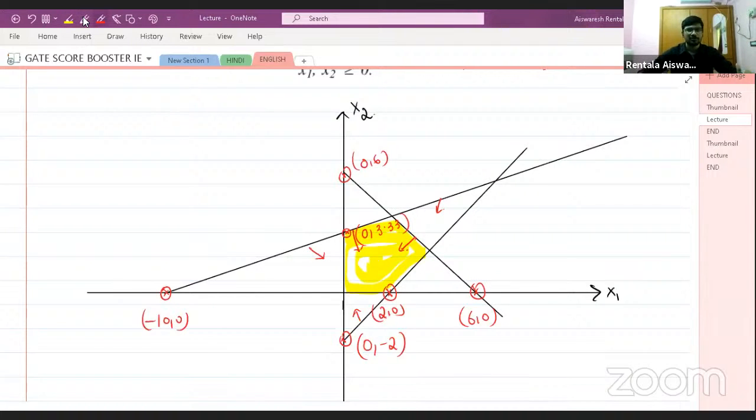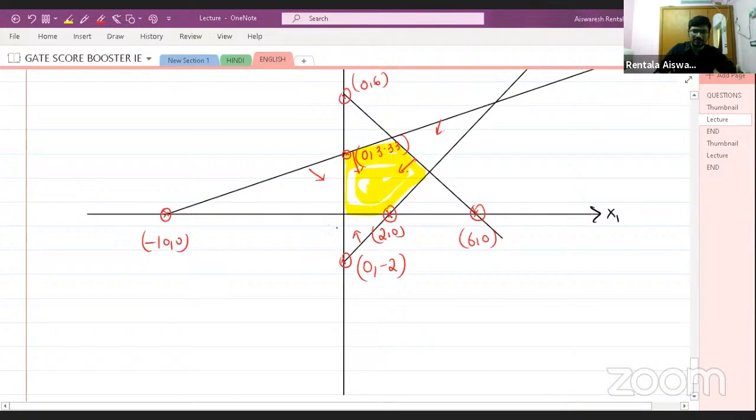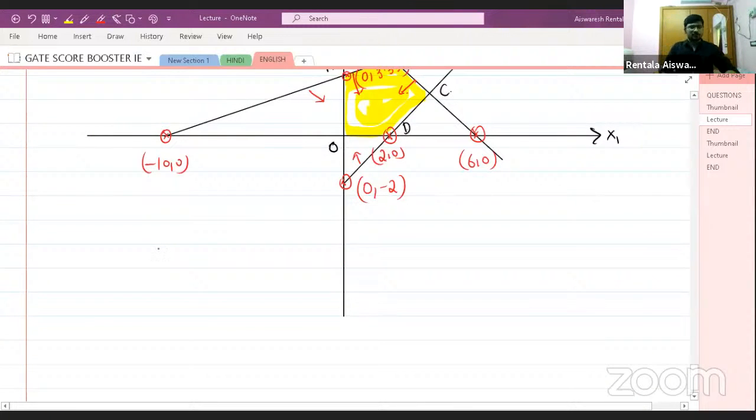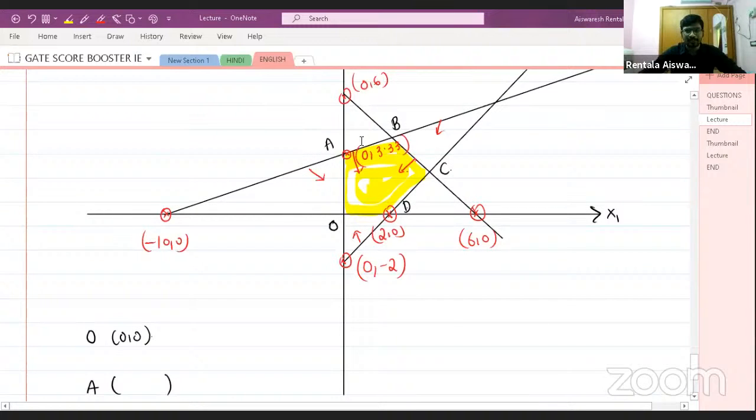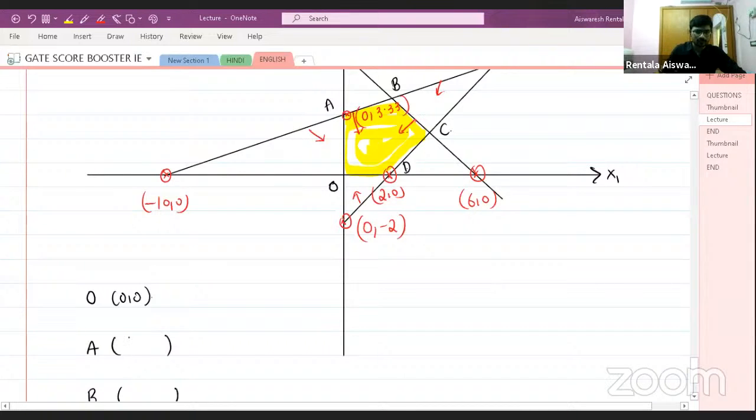I hope you understood this, and let me name these points. So let us say this is O, A, B, C, and D. Point O will be the origin 0, 0. Now you have to let me know what are points A and B. So what is point A and what is point B? Achha, point A is 0, 3.33.